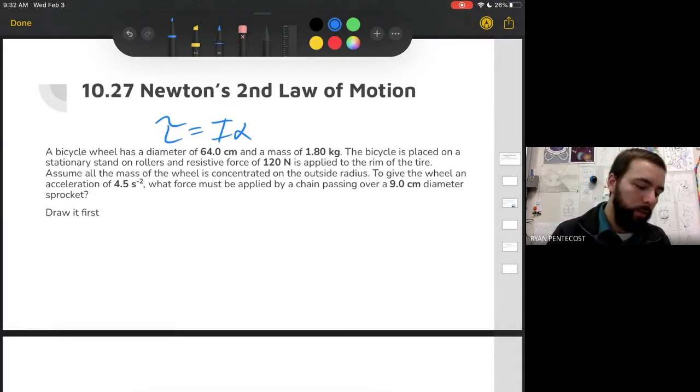We have a bicycle wheel that has a diameter of 64 centimeters and a mass of 1.80 kilograms. The bicycle is placed on a stationary stand on rollers, and a resistive force of 120 newtons is applied to the rim of the tire. So this is just like a stationary bicycle. Assume all of the mass of the wheel is concentrated on the outside radius. To give the wheel an acceleration of 4.5 seconds to the negative 2 power, or radians per second squared, what force must be applied by a chain passing over a 9 centimeter diameter sprocket?